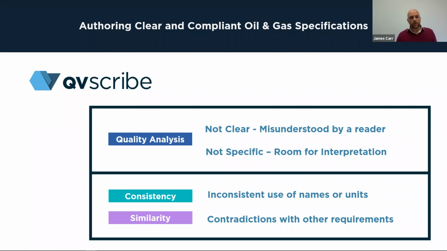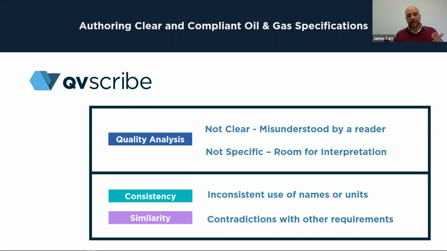So we do that in a couple of different ways. Out of those four issues that we looked at on the previous screen, two of them are covered by our quality analyzer, which I'll show you in a moment. That deals with requirements that are not clear. That's the possibility that it could be misunderstood by a reader, or not specific, where you've opened the door to room for misinterpretation and you may not get exactly what you asked for.